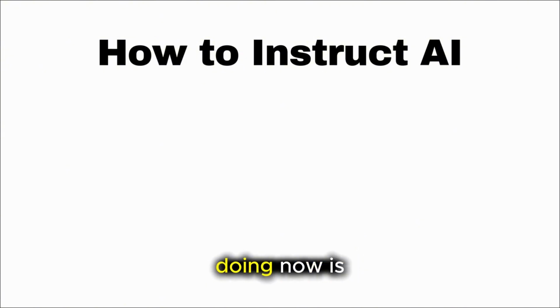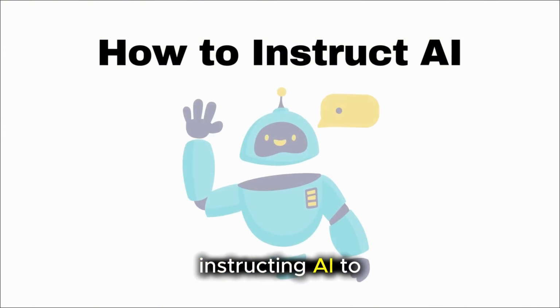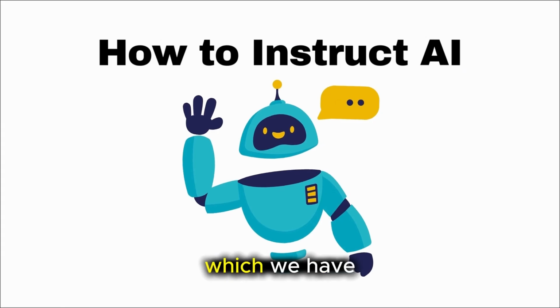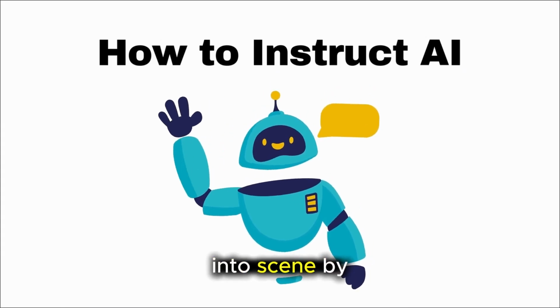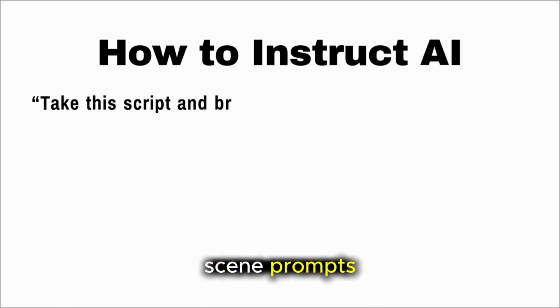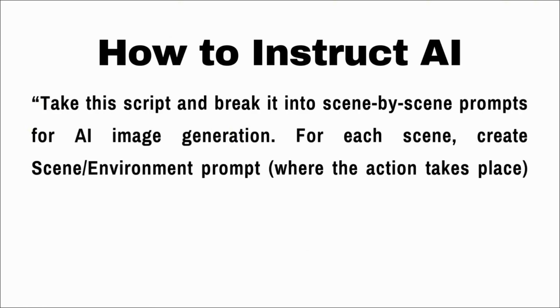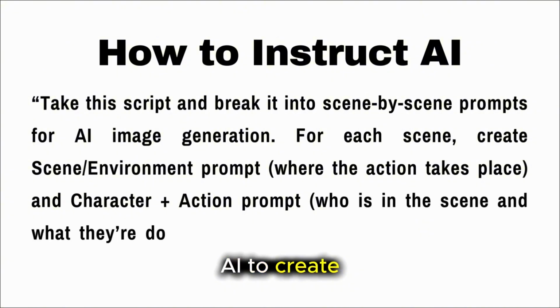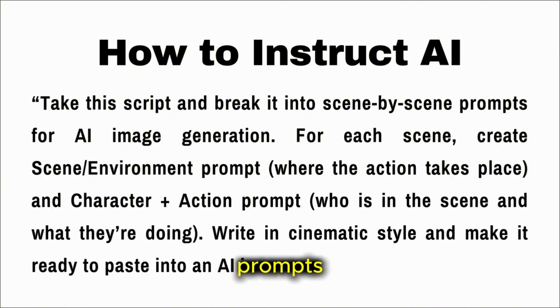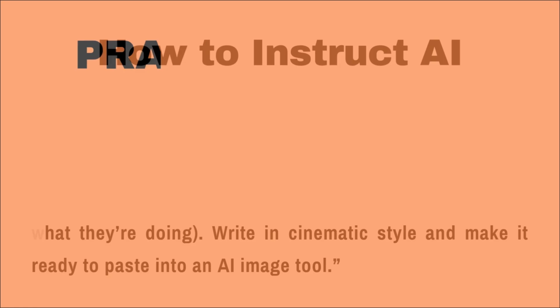Let's get started. So what we're doing now is instructing AI to take the script which we have and break it into scene by scene prompts for AI image generation. We want the AI to create scene and environment prompts as well as the character and action prompts. Now let's go put this all into practice so you actually see how this plays out.